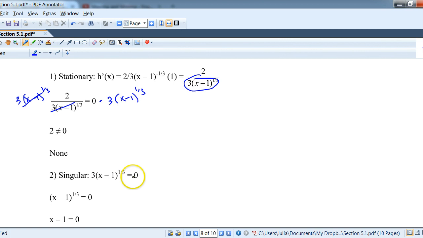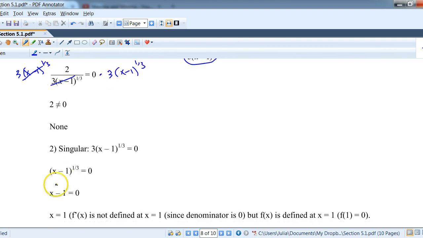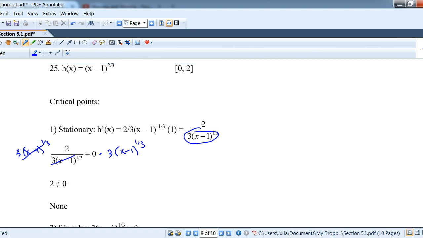So I just divided by 3, so we get x minus 1 to the 1/3 power equals to 0. Then you can raise both sides to the 3rd power, so we'll get x minus 1 equals to 0. So as you see, we'll get x equals 1. So the derivative is not defined at that point since the denominator is 0, but the original function is defined. If you note, I did not have denominator, it had just x minus 1 to the 2/3 power. So if you plug in 0, you'll just get -1, and you can actually raise it to the 2/3 power. I suggest you try it.